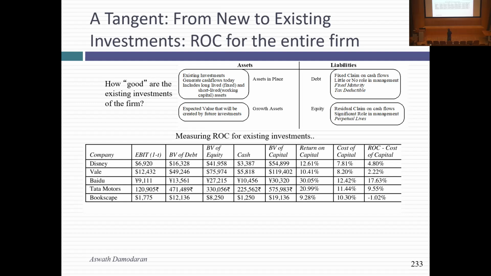For Tata Motors, return on capital is 21%. And almost all of it came from one piece of Tata Motors. Guess which piece it was? It was the Jaguar Land Rover piece. Tata Motors India is pretty much a cost of capital business. And finally, for Bookscape, using that total beta approach to getting cost of capital, their return on capital is slightly lower than the cost of capital.